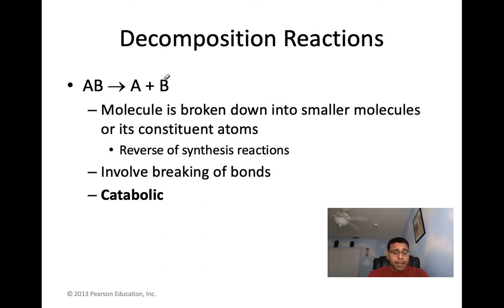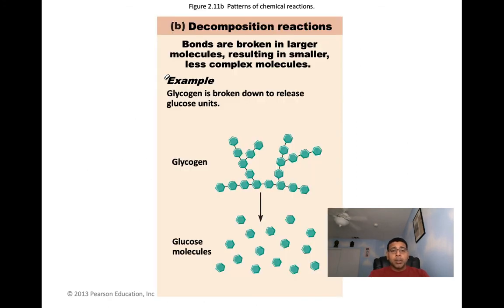An example would be glycogen. Glycogen, you know, is a storage form of glucose, right, in our liver and muscles. When we break glycogen down, it forms for us glucose molecules. Here, bonds are broken, you see.